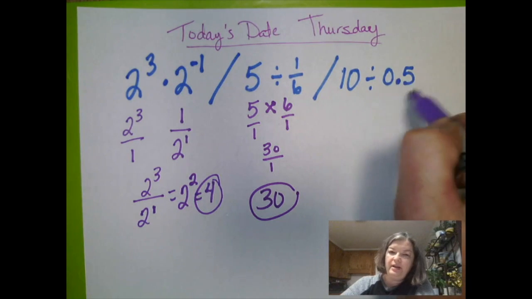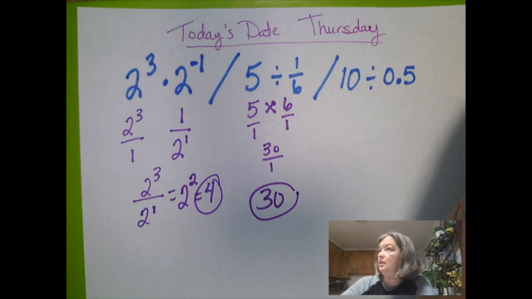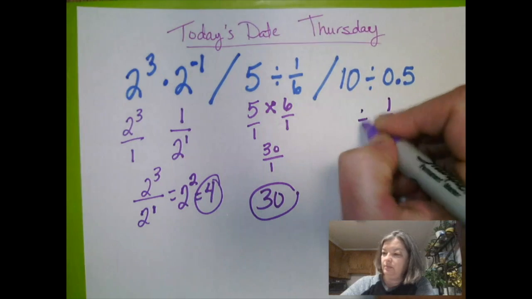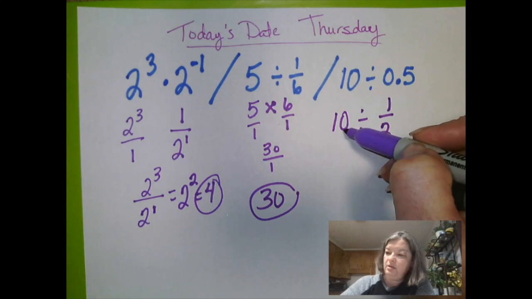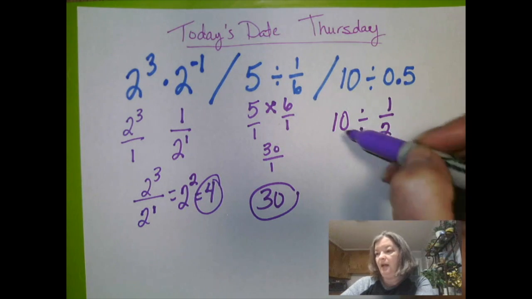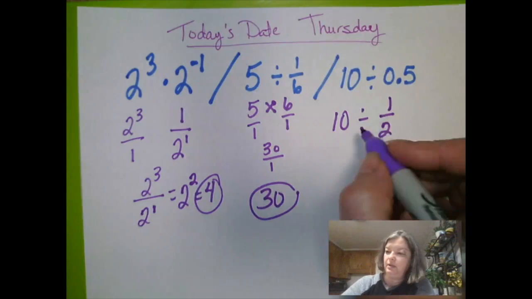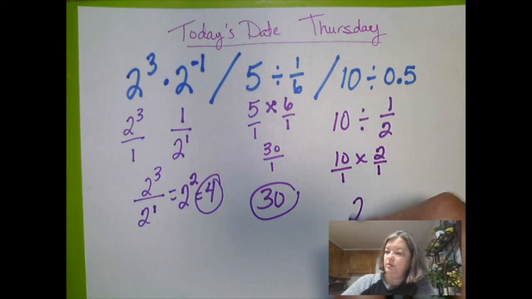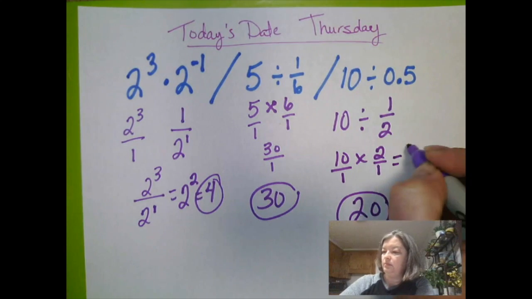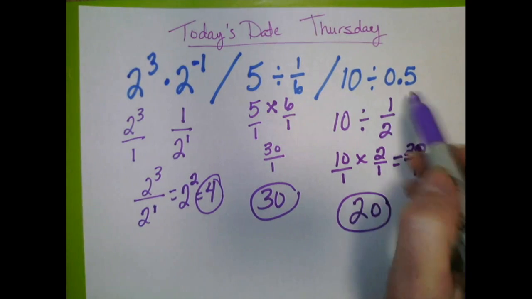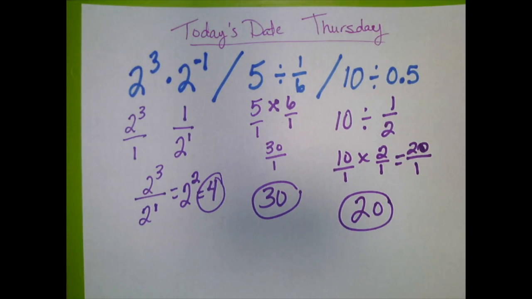Our last part, 10 divided by 0.5. The lucky thing for us is that 0.5 is actually an easy fraction. Do y'all remember what it is? 1/2. So basically you want to divide 10 by 1/2. How many half values would be in 10? You could do the same thing we did here. 10 times 2 over 1, and you would get your 20. Okay? No need in doing the decimal part here. We've got 4, 30, 20.